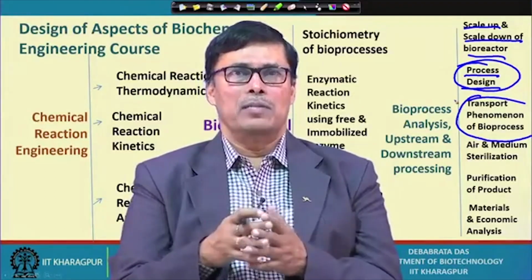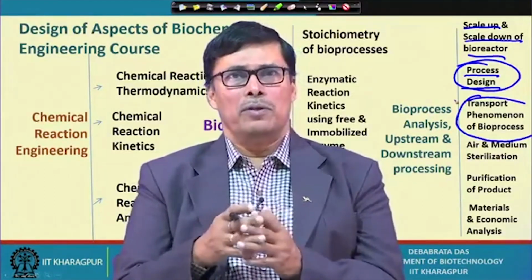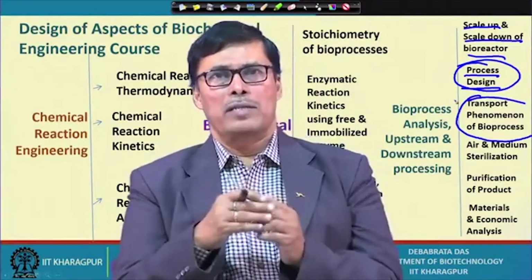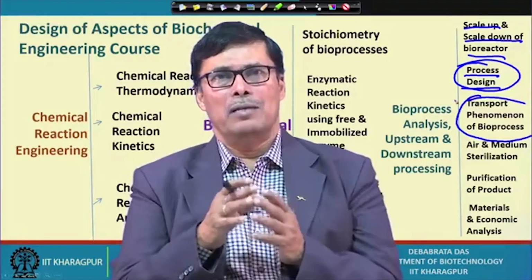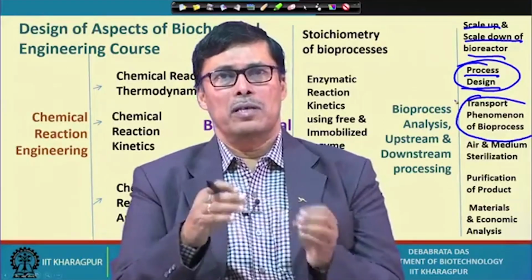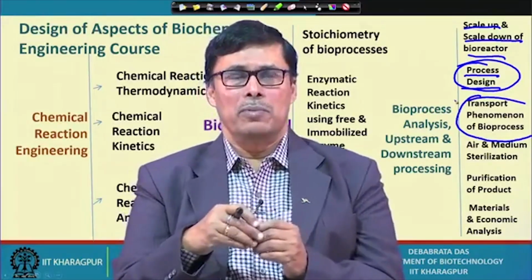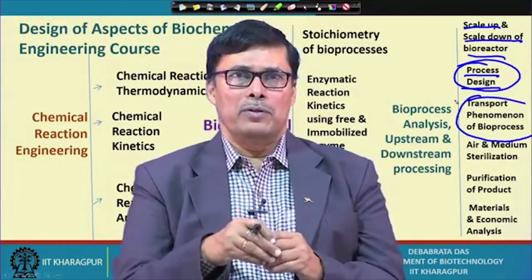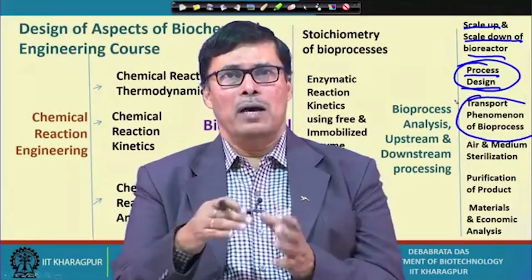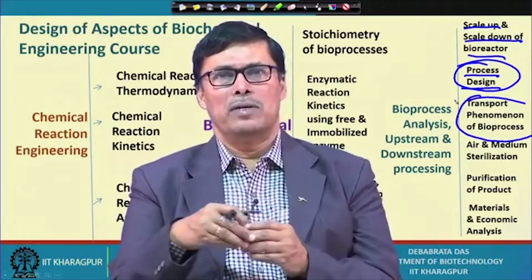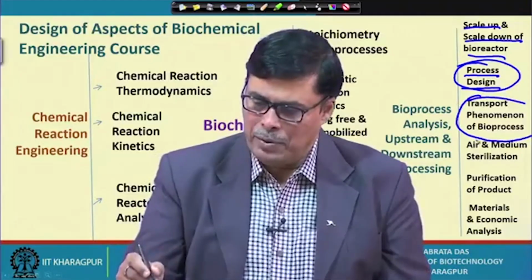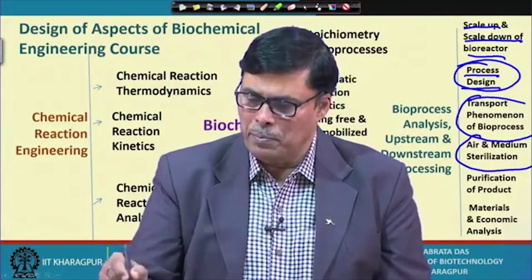Then I told you about mass transfer, because most of the fermentation processes are operated aerobically, and the major bottleneck of the aerobic fermentation process is the dissolved oxygen concentration, because oxygen is sparingly soluble in the fermentation medium. So how we can improve the mass transfer, that we discuss in this transport phenomena. Then after that we have two upstream processes.